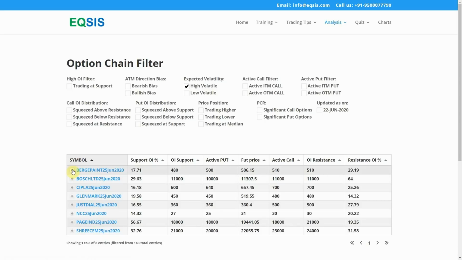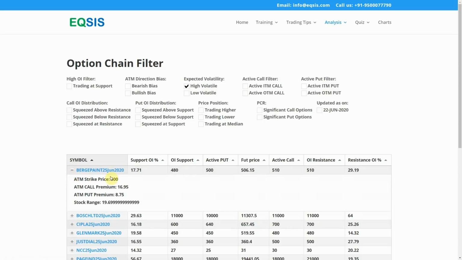Let me take the first one called Berger Paint. So if you take Berger Paint, let's talk about it. Now I'm concerned about the 16 rupees, which is call premium and put premium with the strike price of 500. So if anyone is trading at the 500 strike price, the range works out to be 16 plus 8, close to 24 to 25 rupees. So 25 rupees is a broad range one is expecting till the expiry, which is close to 4 to 5%.